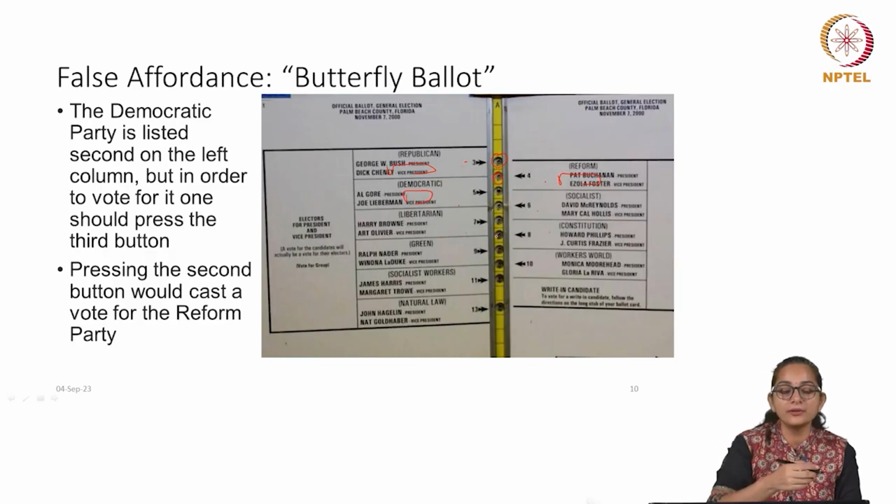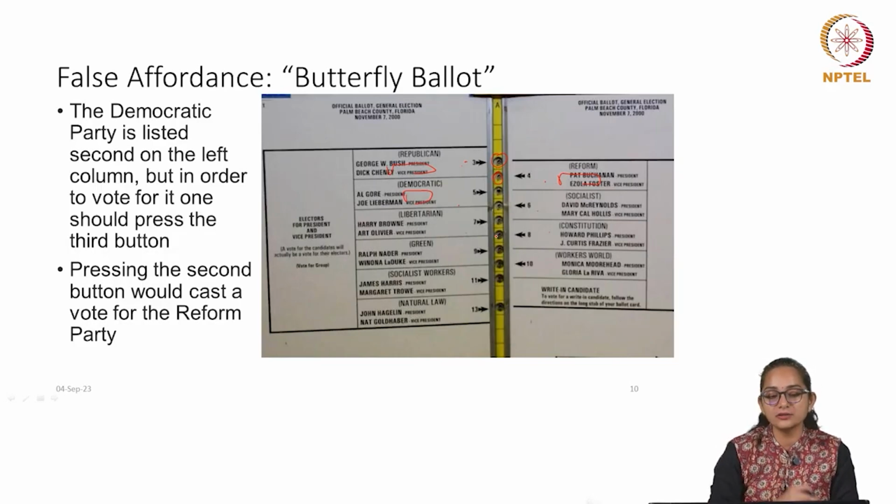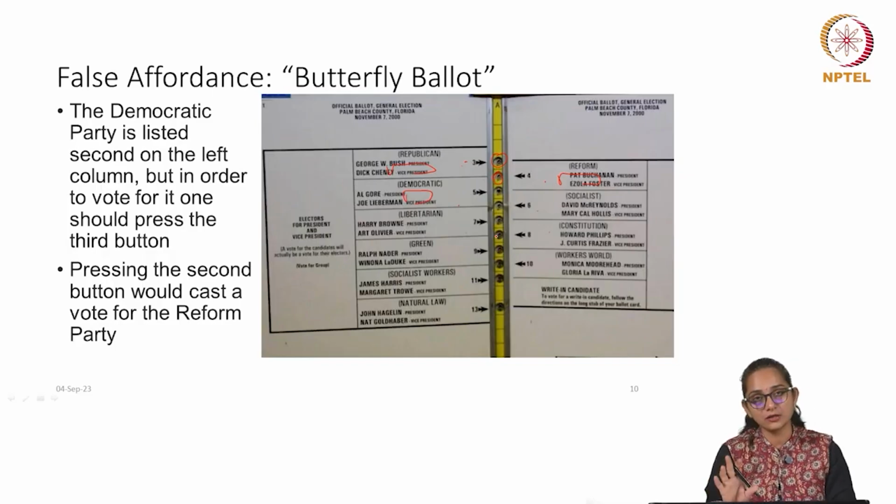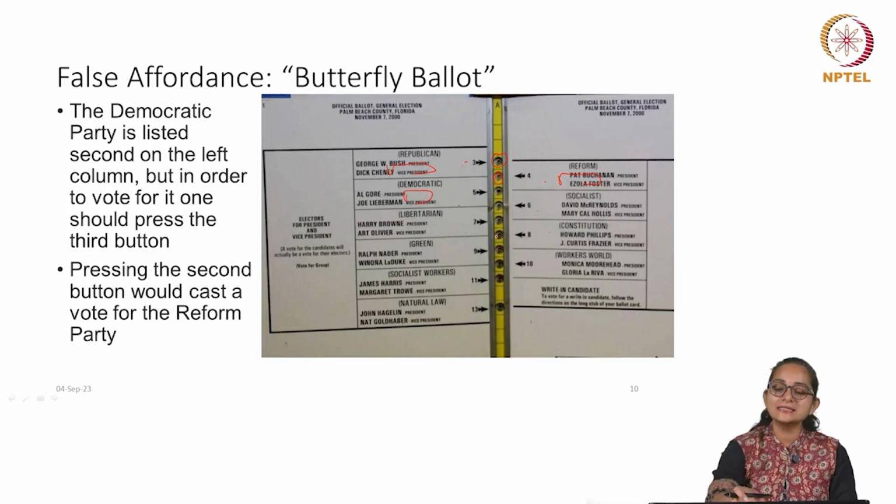The Democratic Party is listed second on the left, but in order to vote for it one should press the third button. So, this is just the signifier. We'll also discuss what is the meaning of a signifier. Basically this is just a labeling, and these are the feedback lights. Like in our electronic voting machines, you press the button, and in front of the name the light blinks.